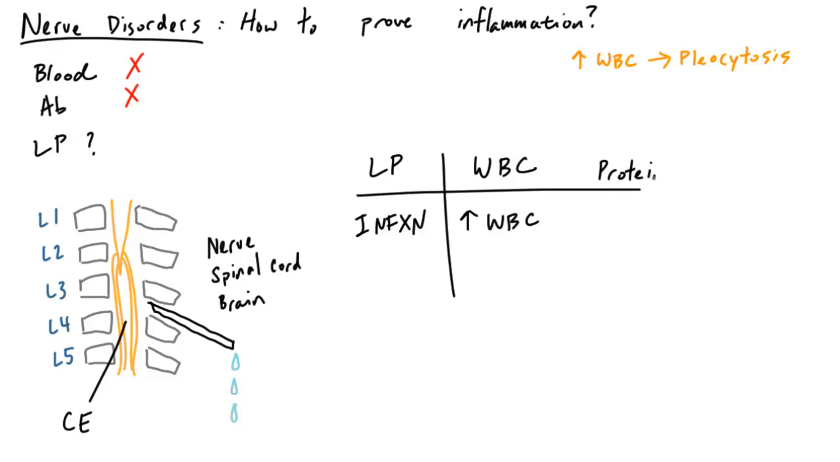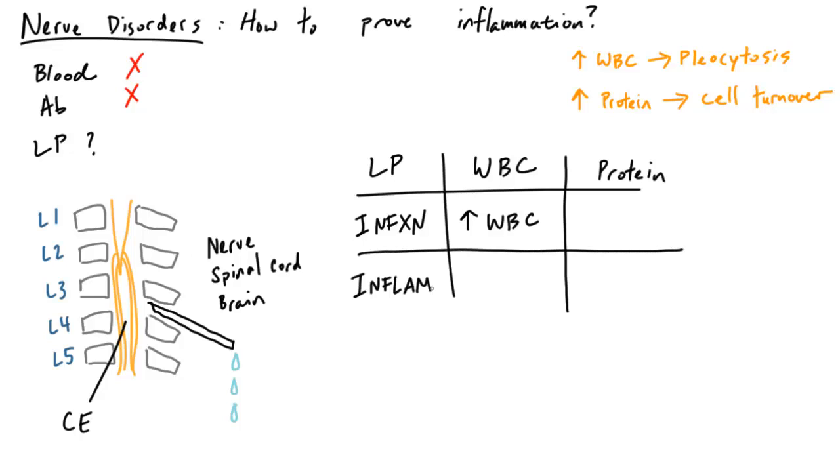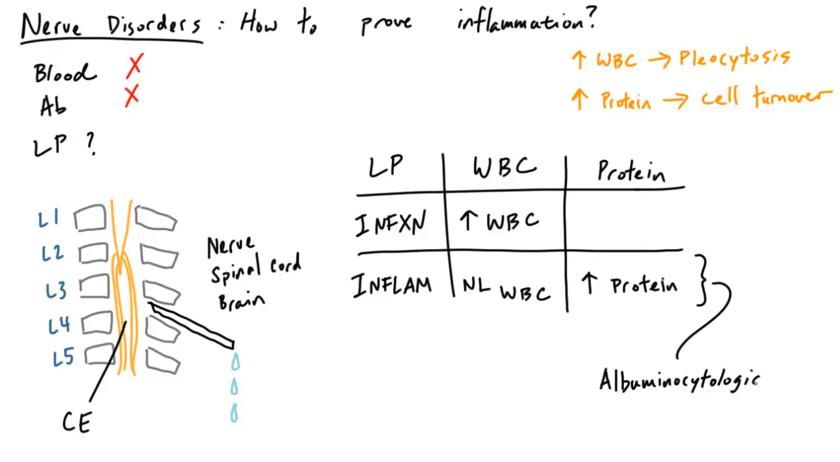But what about protein? What does elevated protein suggest? Right, so protein is the most abundant entity within the cell. And so when there's cell turnover or cell death or inflammation, there's an elevation or release of protein. So an inflammatory nerve condition will result in elevated protein and normal white blood cells. And what is that? What's the Step 1 buzzword for normal white blood cells and elevated protein in a lumbar puncture? Yeah, that's albuminocytologic dissociation. Albumin or protein, cytologic or cells, dissociation. That's normal white blood cells and elevated protein. That's an inflammatory LP.